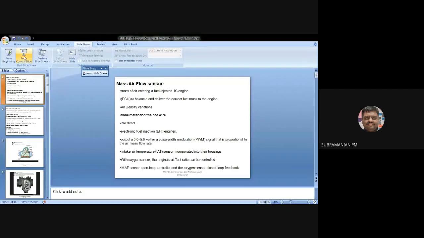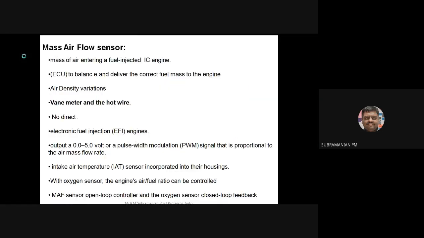So see, I told you, for measuring the airflow, we need an additional unit, that is an intake air temperature sensor. Okay, that is an additional unit, IAT, the intake air temperature sensor, which will be needed to measure this mass airflow rate. So this sensor is going to work along with the intake air temperature sensor. And another thing is, it can work with an oxygen sensor. This is very, very important for regulating the air fuel ratio. That will be called a lambda sensor. You will be studying it later.